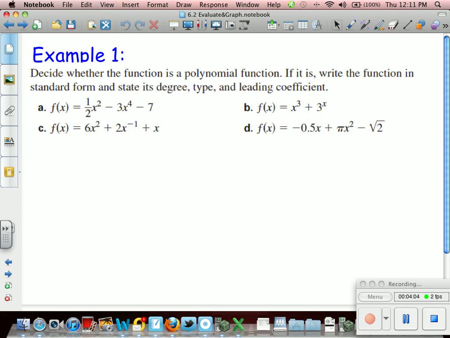So in example 1, we want to determine whether a function is a polynomial. And if it is, we're going to write it in standard form, state its degree, the type, and the leading coefficient. Now, in order to know what is not a polynomial, or not functions, are where you have a variable in the denominator.